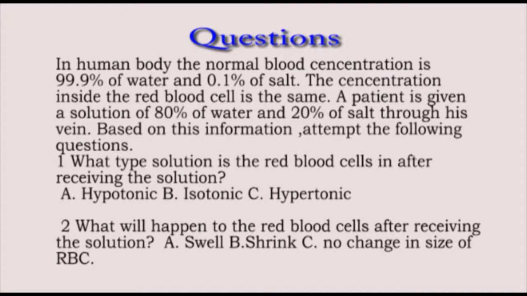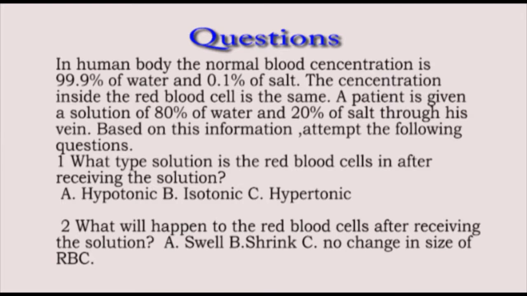In the human body, the normal blood concentration is 99.9% of water and 0.1% of salt. The concentration inside the red blood cell is the same. A patient is given a solution of 80% of water and 20% of salt through his vein. Based on this information, attempt the following questions.